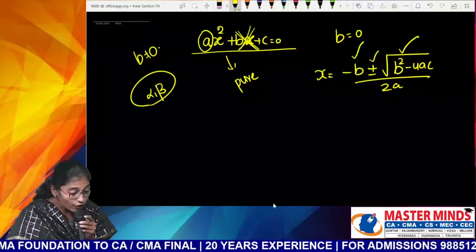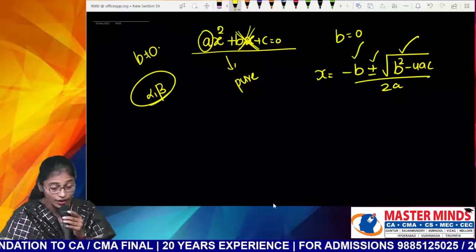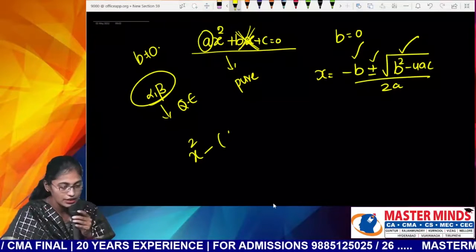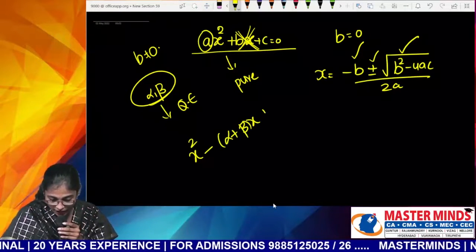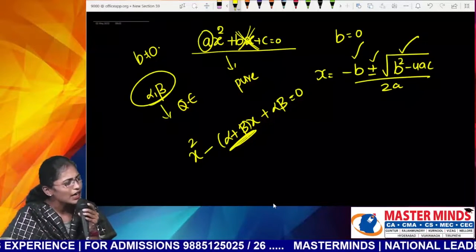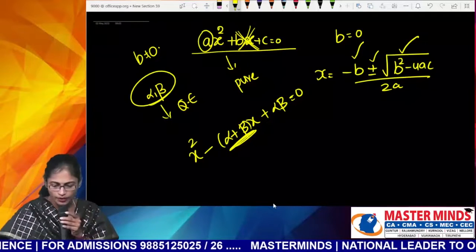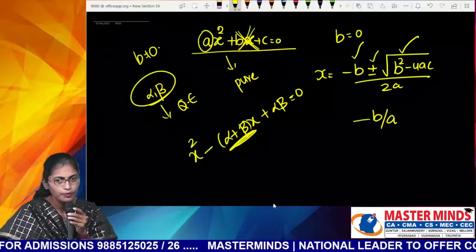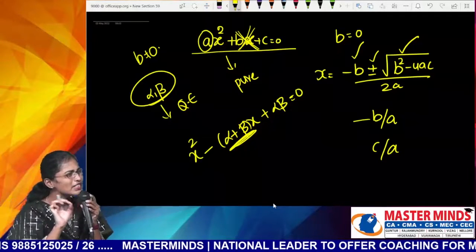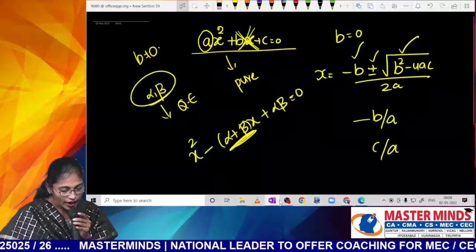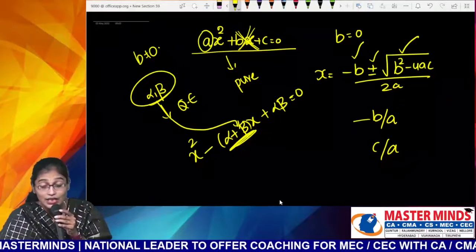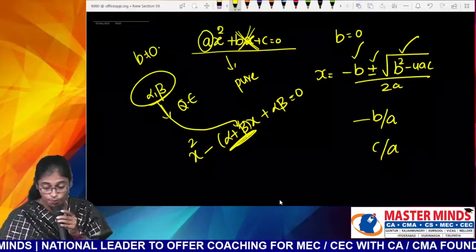If alpha, beta are the roots of any equation, to form a quadratic equation: x square minus (alpha plus beta) into x plus alpha beta. Alpha plus beta, can I call it the sum of roots? And what is the formula for the sum of roots? Minus b by a. And the product of roots? c by a. So that's all about the basic things related to the quadratic equation. And to frame a quadratic equation with roots alpha, beta: x square minus (alpha plus beta) into x plus alpha beta.